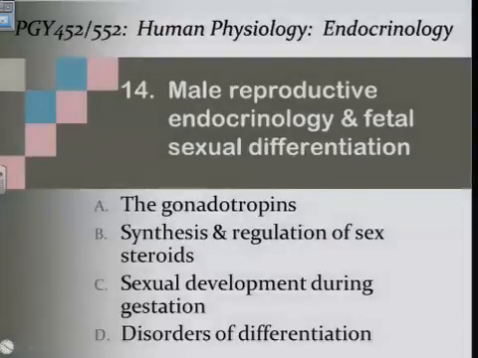Okay, so this is male reproductive endocrinology, and that, for reasons I hope you'll see, leads us logically into sexual differentiation in the fetus. Okay. So we'll cover the gonadotropins, which are the HPA axis hormones, synthesis and regulation of male sex steroids, so a little bit of female, sexual development during gestation, and then we'll take a little time at the end to go through disorders of sexual differentiation.